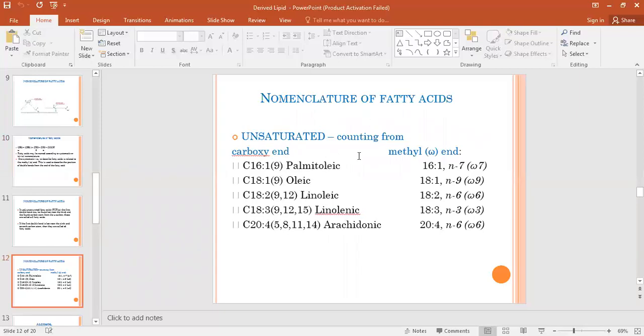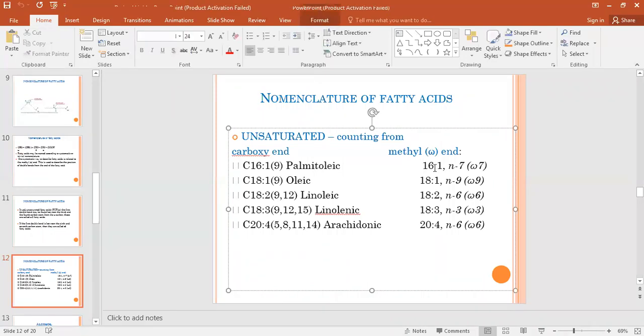Some examples of this nomenclature: palmitoleic acid, C16:1 Δ9, is a fatty acid with 16 carbon atoms, and the 1 shows one double bond, which is present at carbon number 9. In the omega nomenclature, it is an omega-7 fatty acid. C18:1 Δ9, oleic acid, is omega-9 in the omega nomenclature.